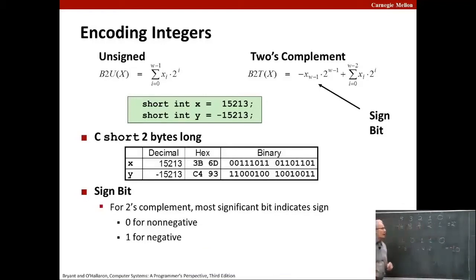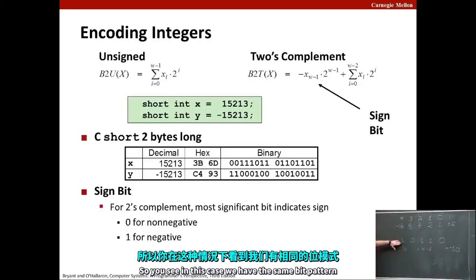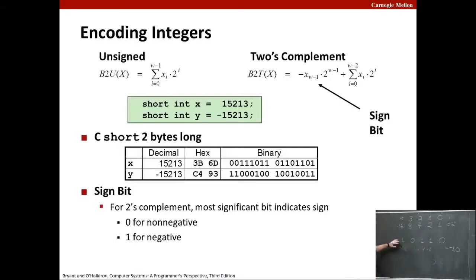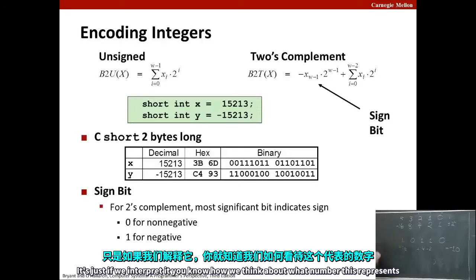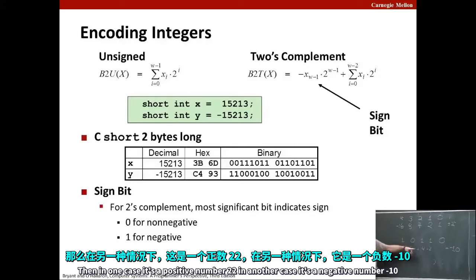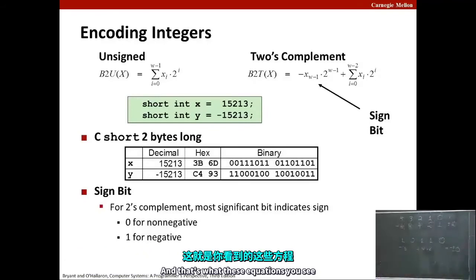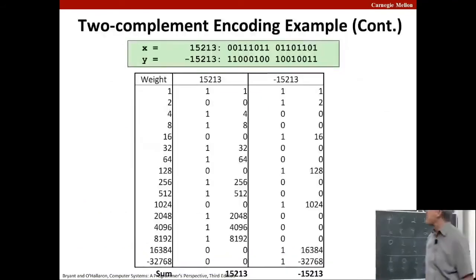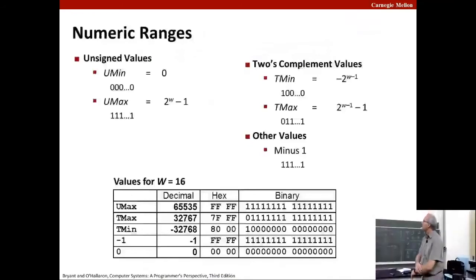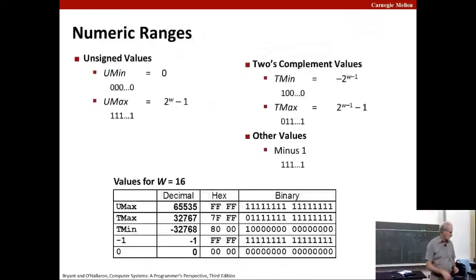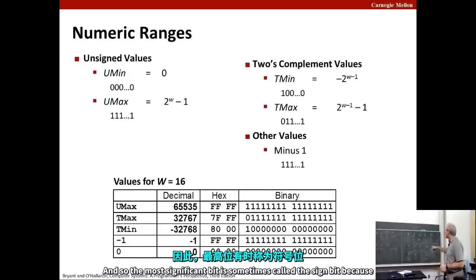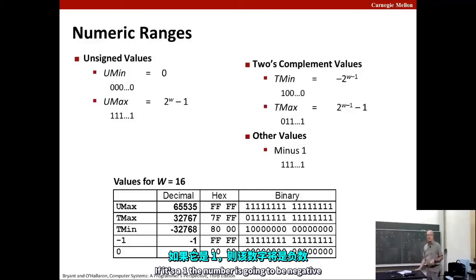Right? So you see, in this case, we have the same bit pattern. It's just, if we interpret it, how we think about what number this represents, then in one case it's a positive number, 22, and in another case it's a negative number, minus 10. And that's what these equations are saying. And so the most significant bit is sometimes called the sign bit, because if it's a 1, the number is going to be negative.